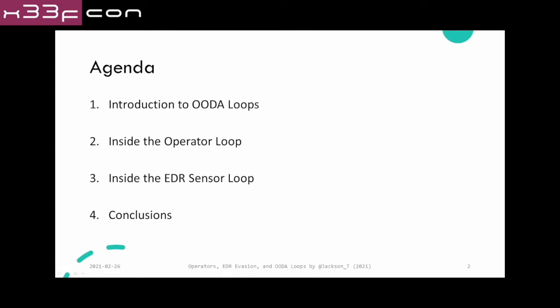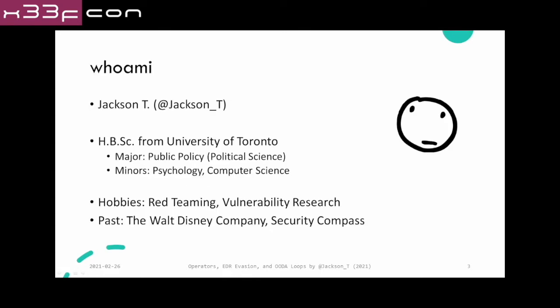So my name is Jackson, also known on Twitter as Jackson T. A bit about myself. I did my bachelor's degree at the University of Toronto in Canada, which is where I'm from. I majored in public policy, did a double minor in psychology and computer science. My hobbies are in red teaming and vulnerability research, and I used to work for Disney's internal red team, and prior to that I was a consultant at Security Compass, focusing on application security and vulnerability research, which is how I got my start in this field.